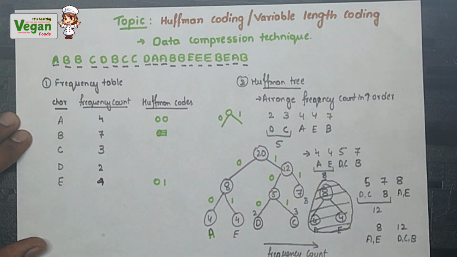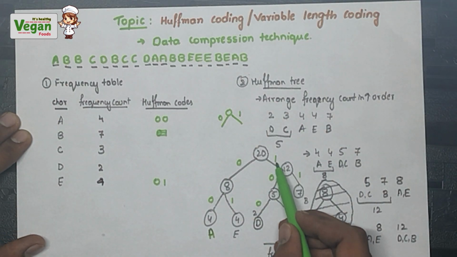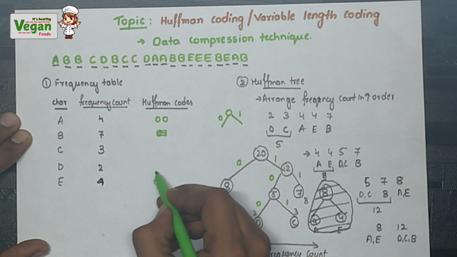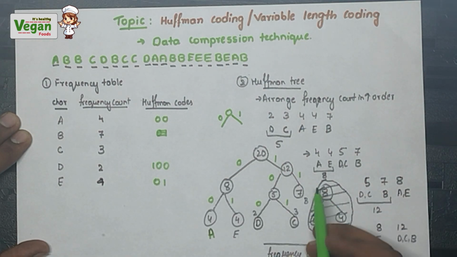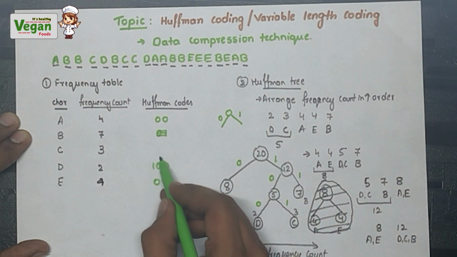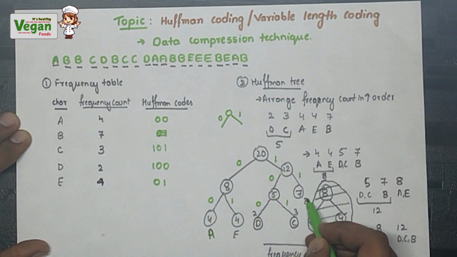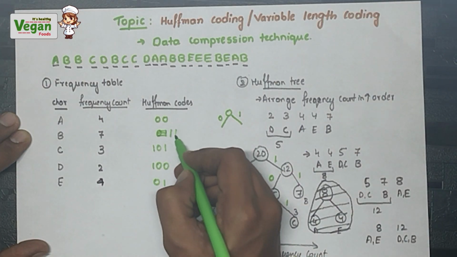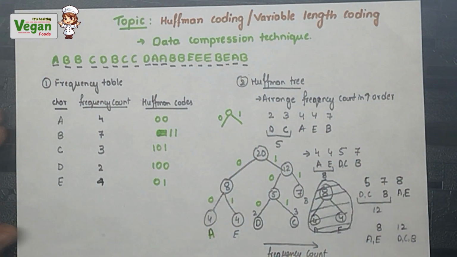Now let's write for D. For D it is 1 0 0. Next for C, it is 1 0 1. Next for B, it is 1 1. For B the Huffman code is 1 and 1.